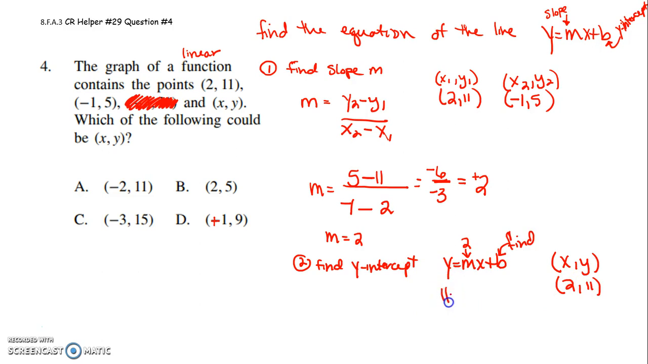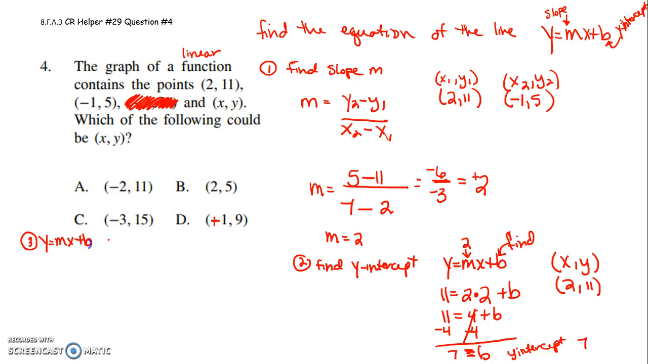So y is 11 equals m is 2 times the x value, which also happens to be 2, plus b. So that's 11 equals 2 times 2 is 4 plus b. If I'm solving for b, I have to move the 4 to the other side of the equal sign. So I'll subtract 4 on the right-hand side, which means I need to subtract 4 on the left-hand side. I've now found that 7 equals b. So my y-intercept is 7. Now I have my equation of my line: y equals 2x plus 7. When I write the actual equation of the line, I keep my y, I keep my x, and I plug in my slope and my y-intercept.